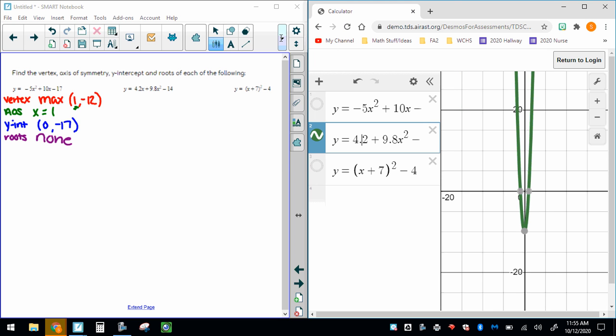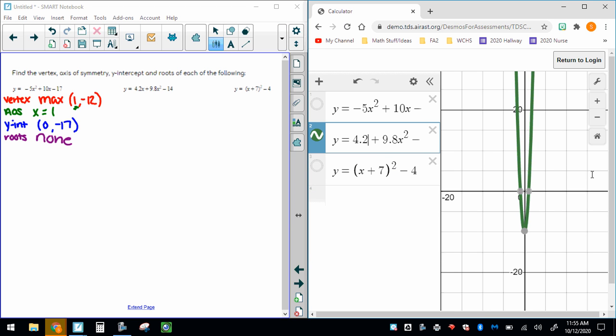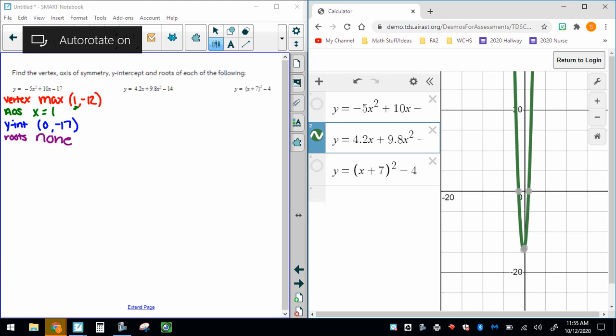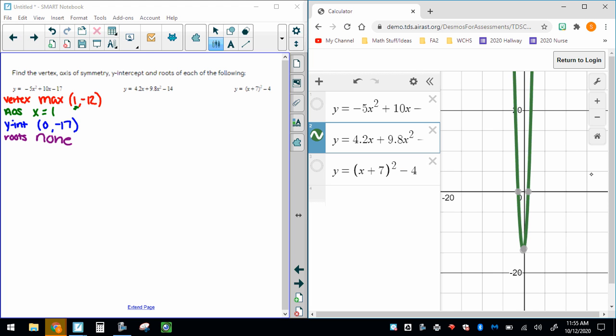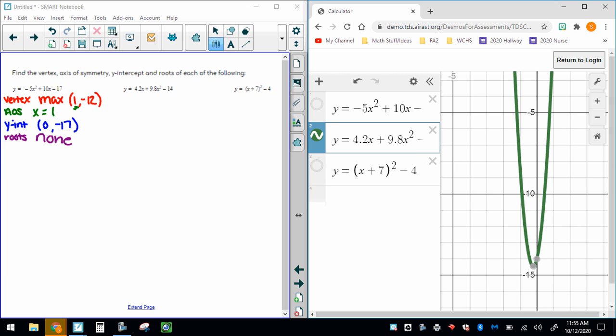Did I have that typed in correctly? Oh, I do not, because there should be an X there. That didn't want to work. X. Sorry about that, guys. 4.2x plus 9.8. Now look here, there's actually 2 dots right here. So if you've got something where you can't tell which one is which, zoom in a little bit until you can see them distinctly. So the vertex is at the bottom, which means it's going to be a minimum.